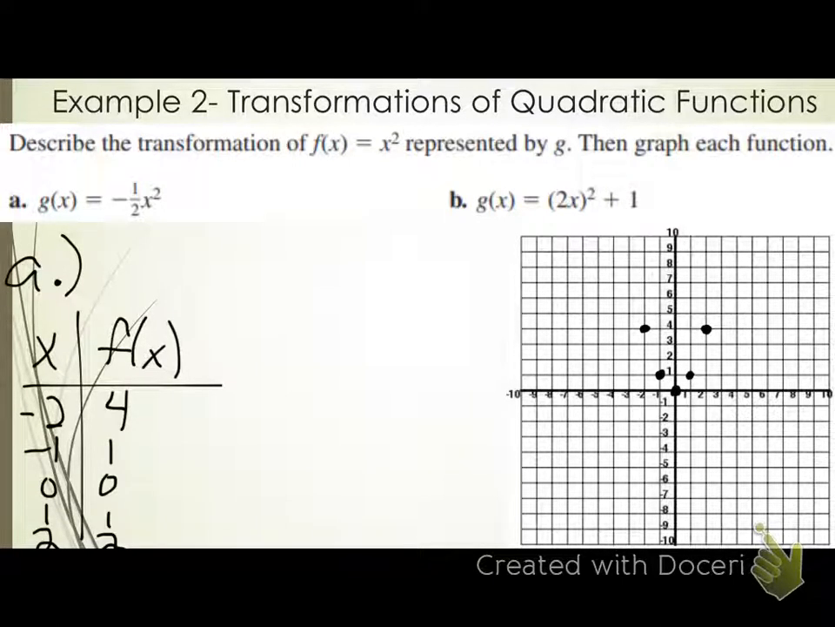Here's my parent function. Everyone okay with the parent function of a quadratic? Okay, like I said earlier, it's going to be easier to create a table of values since we have a vertical shrink occurring here. I can't really graph based from my parent function a vertical shrink or stretch. It's going to be easier to just create a table of values.